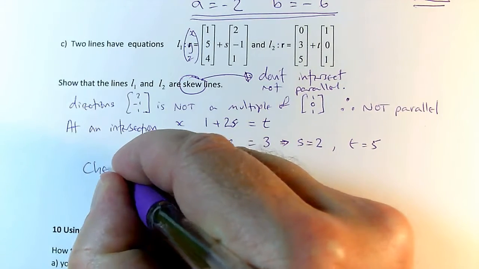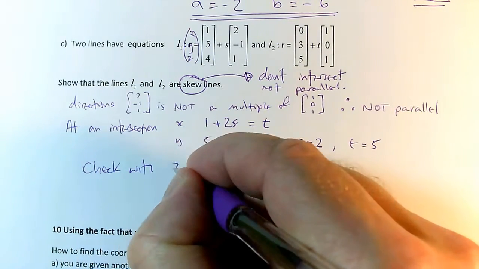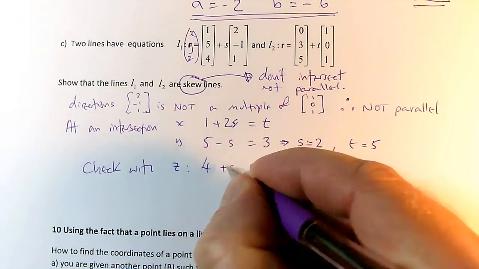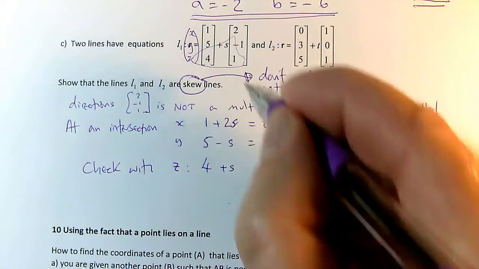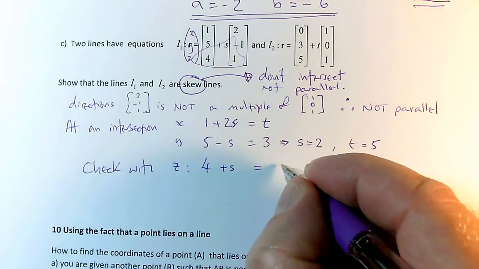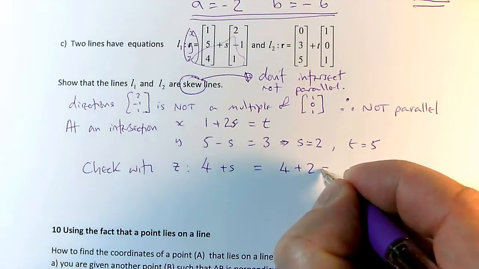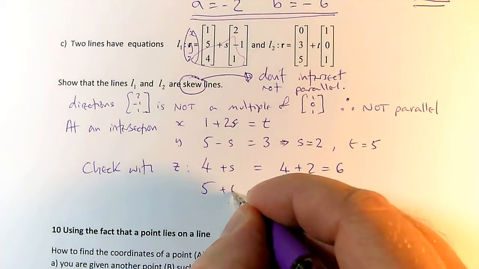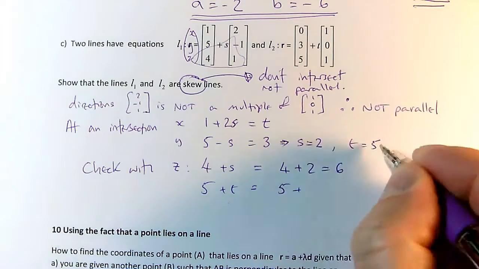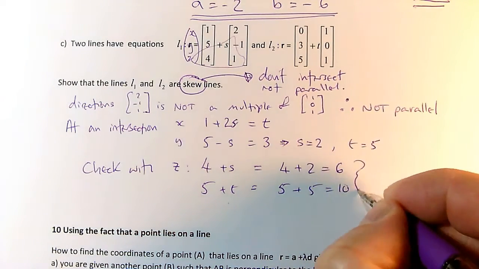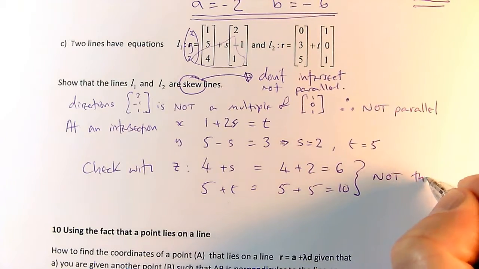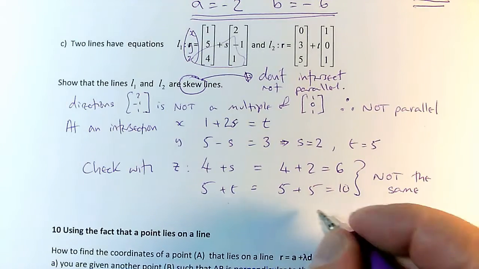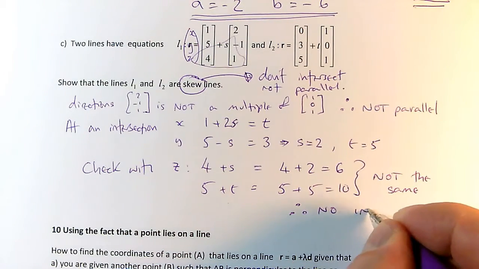Okay, now what we do is we check with z. So with z, 4 plus s is what I'd get from z here, 4 plus s times 1. So using s equals 2, that equals 4 plus 2 equals 6. But the other one, which is 5 plus t, would equal 5 plus what's t? 5, which equals 10. Okay, these are not the same. So that means the z's don't work. If I make the x's and y's match, the z's don't match. Therefore, no intersection.